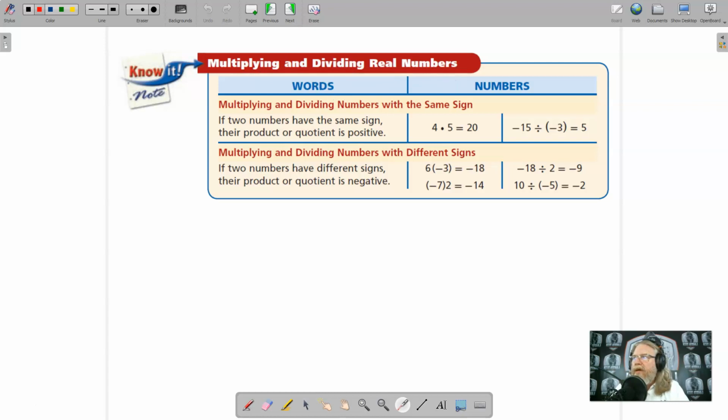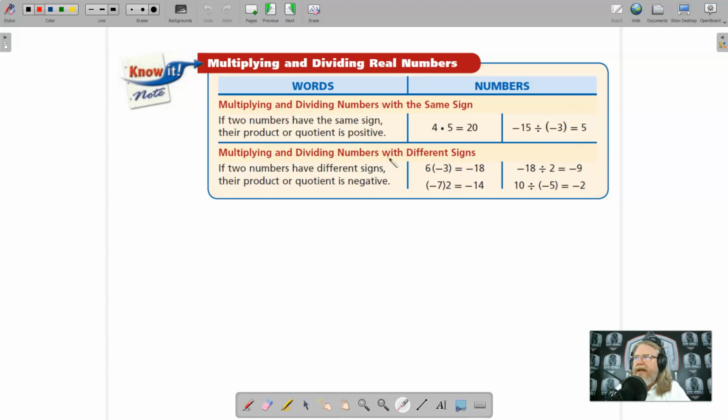So let's go ahead and look at that on the next page of multiplying and dividing real numbers. In words, whenever it comes to multiplying and dividing numbers with the same sign, we say that if two numbers have the same sign, then their product or their quotient is positive. Here's a couple examples. 4 times 5, they're both positive. The answer is positive, positive 20. Here we have a quotient of positive 5, and that comes from negative 15 divided by negative 3. Well, they're both negative, so the answer is going to be positive.